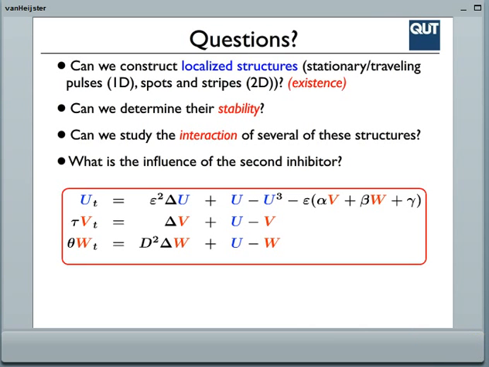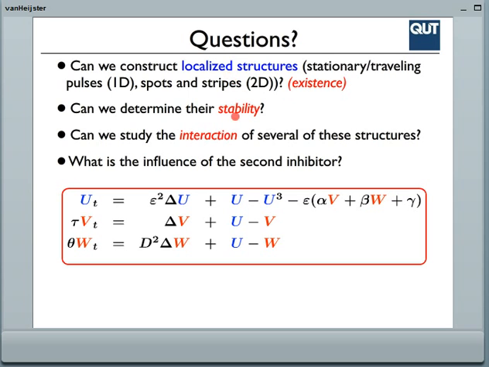So, what are the questions that we want to ask? We want to construct localized structures. These are structures which have expression in a small region, and in the rest they're sort of zero. When we do this in 1D, we call these pulses. When we do this in 2D, we have spots, and we also have stripes. Do these exist?